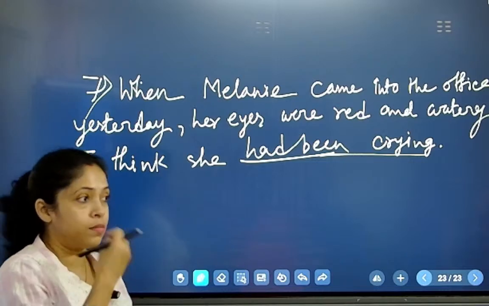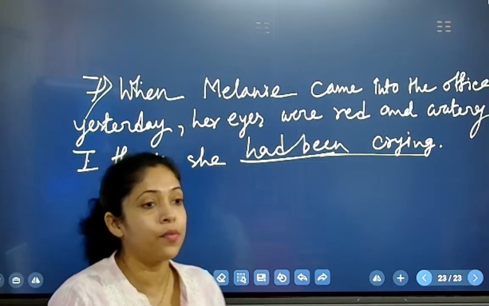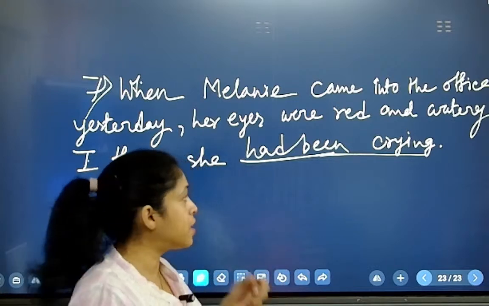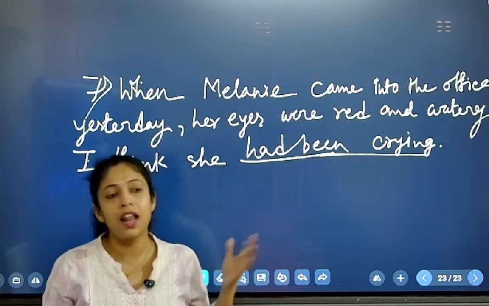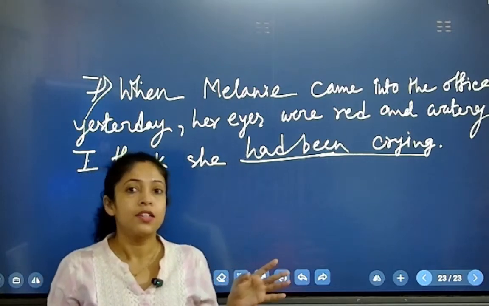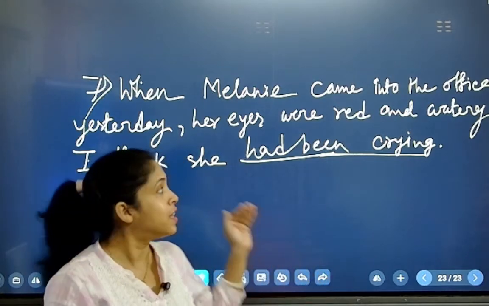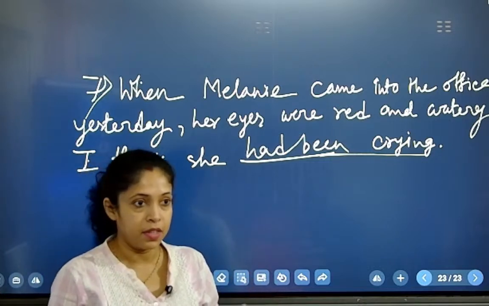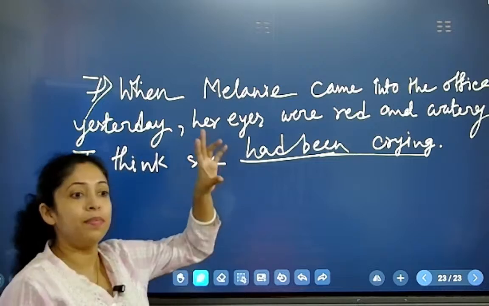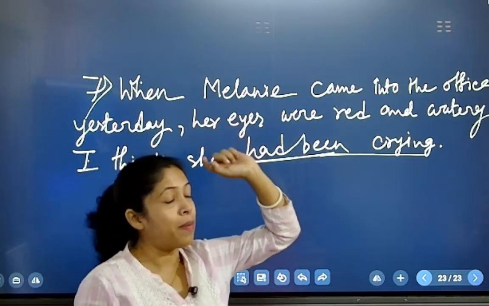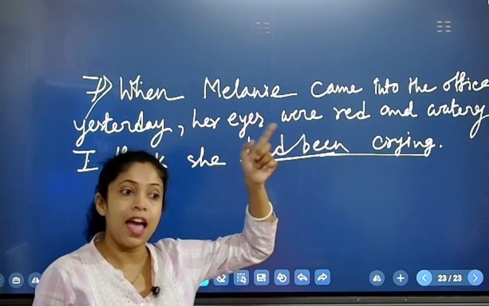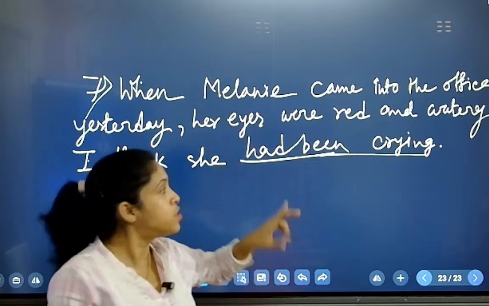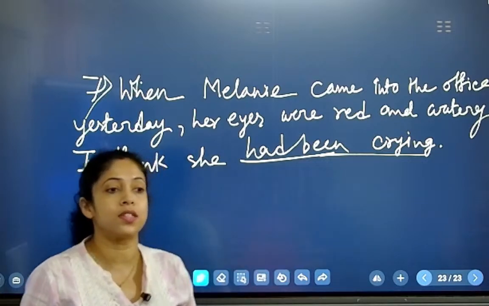In our spoken language, the way we use it is different from written language. In spoken language we say she cried a lot at that time. But here we have to particularize the time. She had been crying. At that time, the particular action was going on, and after some time, the action stopped. So in that case, we will use past perfect continuous tense.